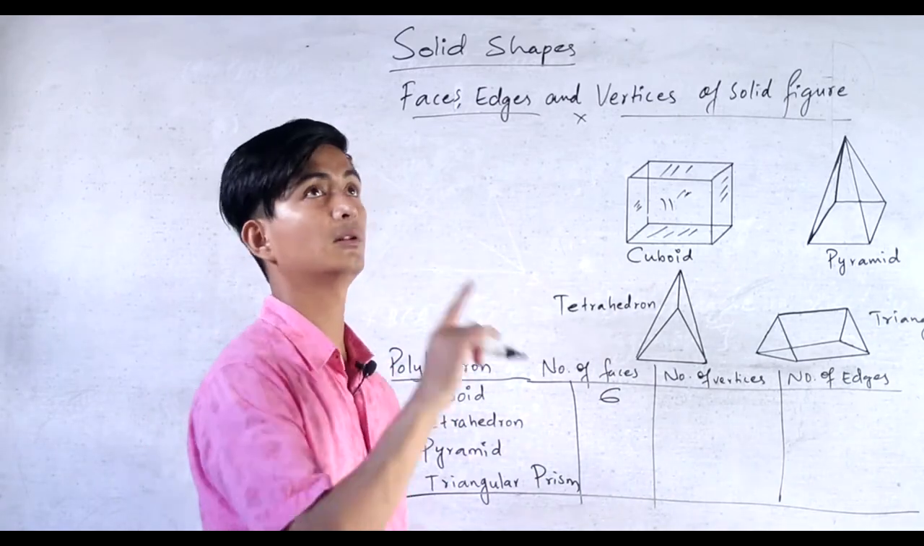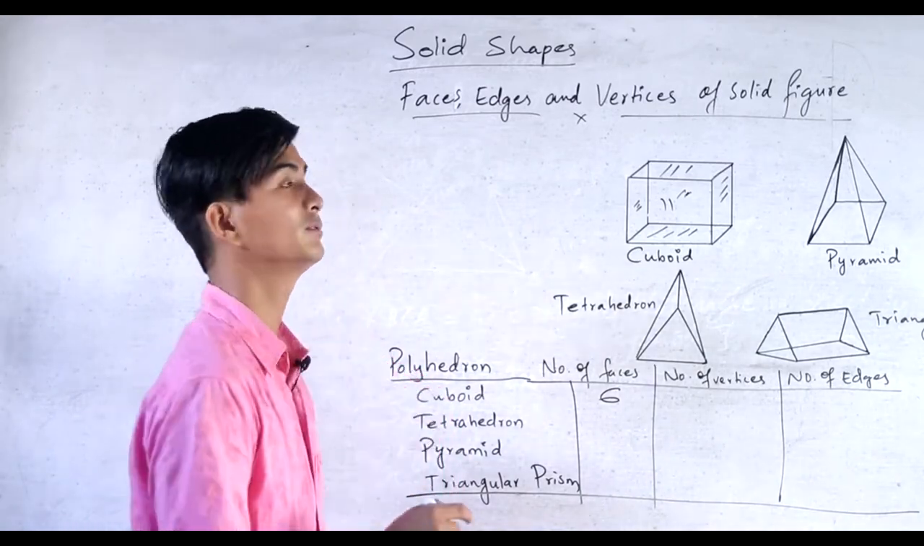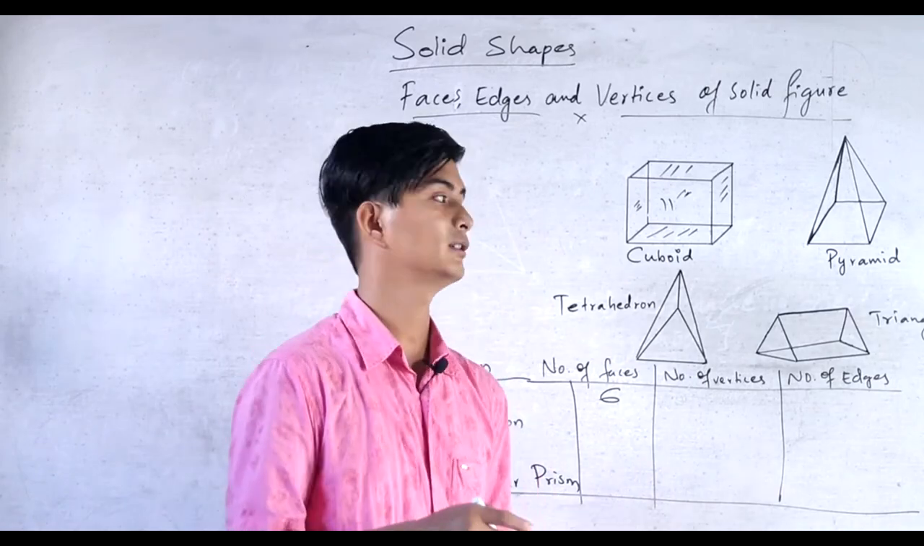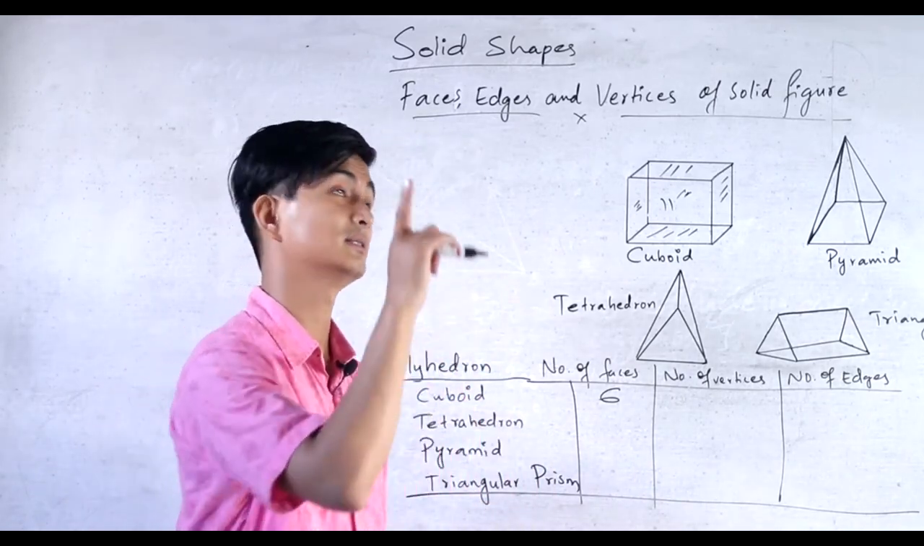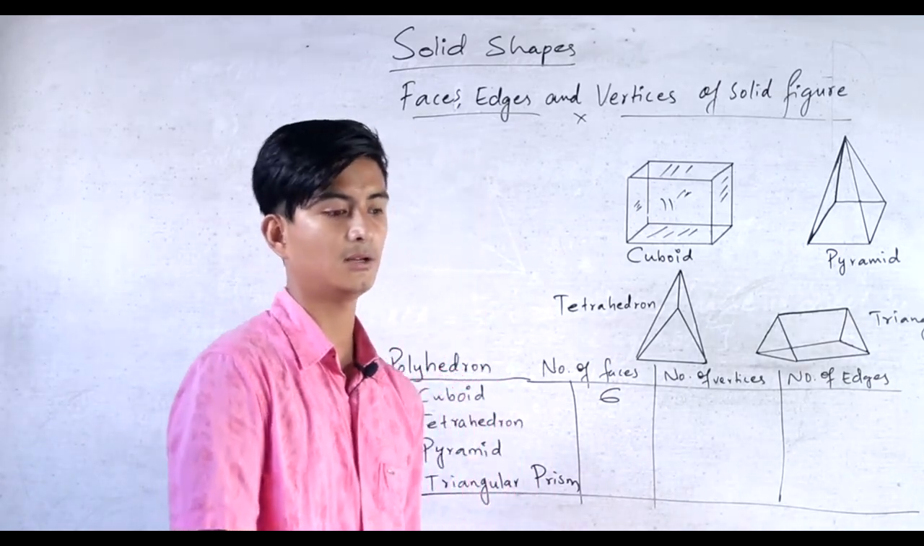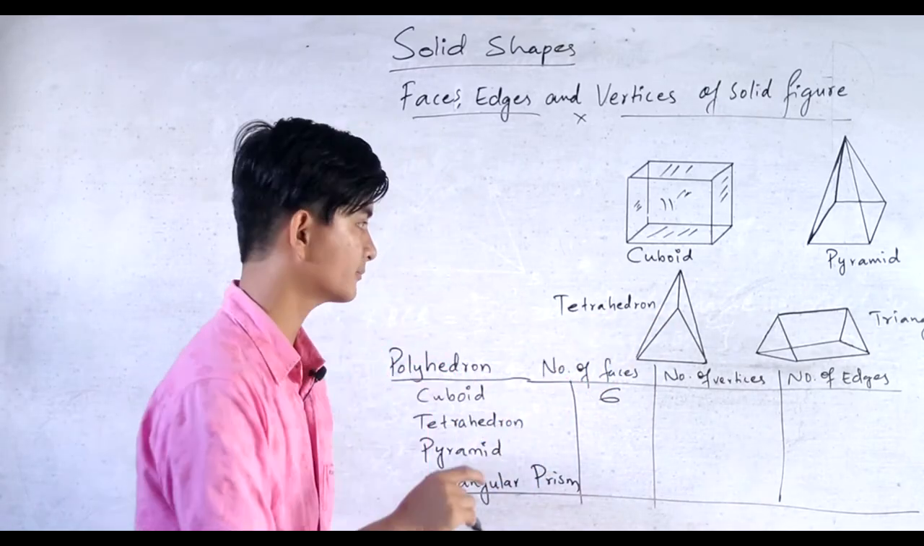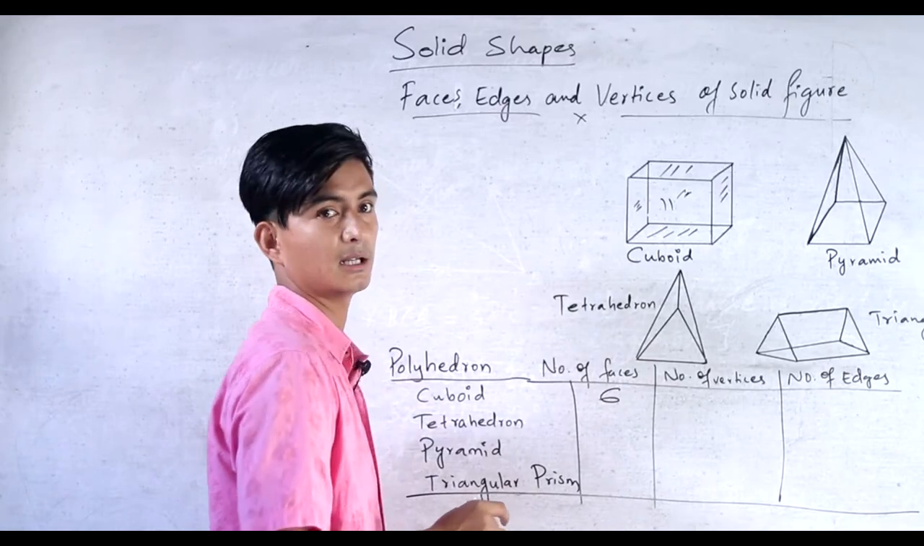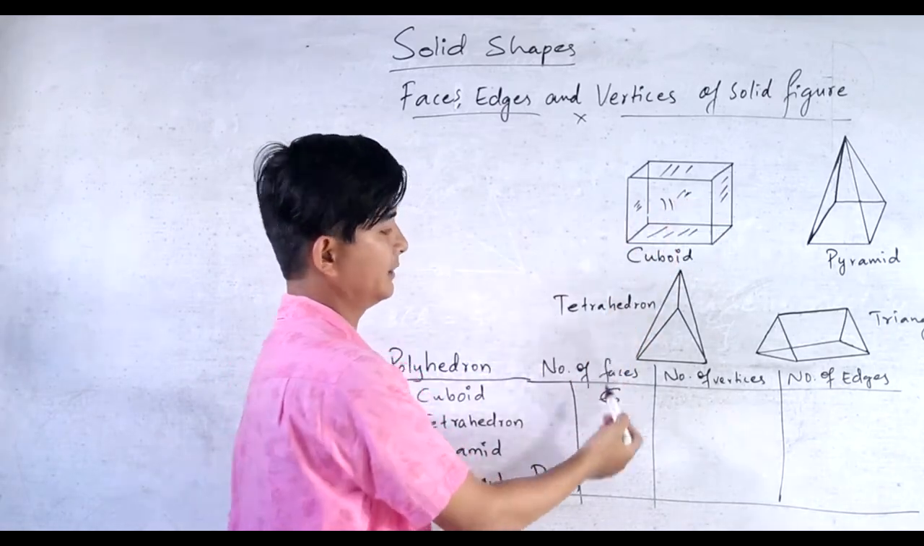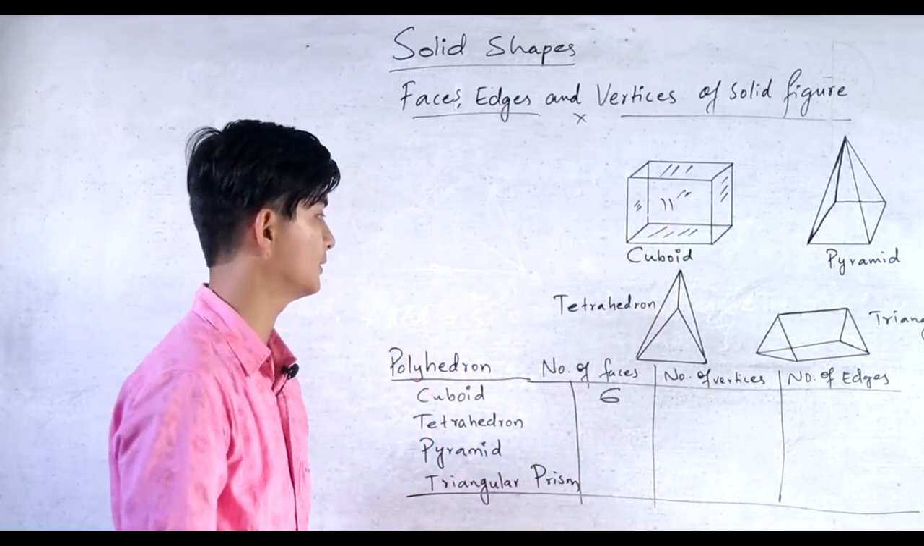You can take the example of this room as well. You can count how many faces are here in this room. You can see the rooftop as well as the ground floor as well as the other walls also. If you count it, you will get 6 faces in a cuboid.